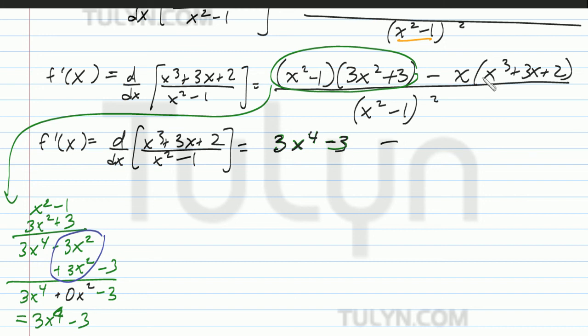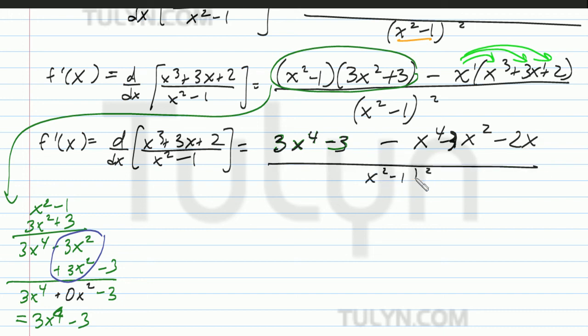Minus, and I'm going to distribute the x to each of these three terms in the trinomial. So it'll be x times x to the third, x to the fourth, because there's an imaginary x to the first right here. X to the first times 3x to the first is 3x to the second power. X to the first, negative x to the first times 2 is negative 2x, divided by x squared minus 1 squared. So f prime of x is going to equal, go ahead and combine like terms. You get 3x to the fourth and negative x to the fourth, right? What else is in common? Nothing else. So this is squared, this is x, and this is a constant.